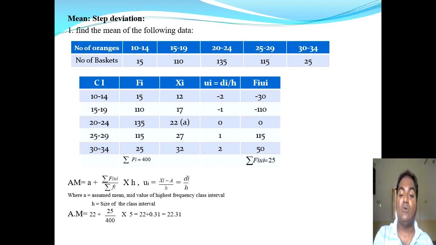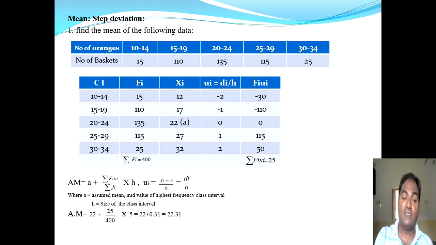So ui is equals to xi minus a by h. And I have taken all the values, substituted in the formula. I got the value of arithmetic mean 22.30. So mean of the following number of oranges and number of baskets, the mean of number of oranges on overall is 22.31. In this way we are going to find the mean by step deviation method.